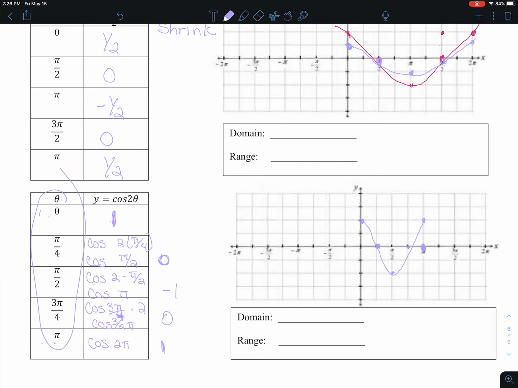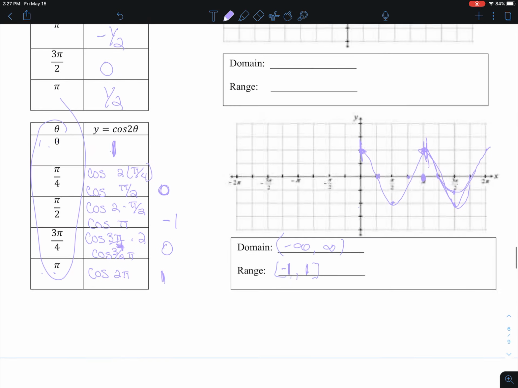And if we continue the pattern, we'd see that it continued to look like that, and it would come and go like that. There you go. It should go down like that and come back up. Okay? But it completed its cycle from beginning to end in 1 pi. But my domain is the same and the range is the same.